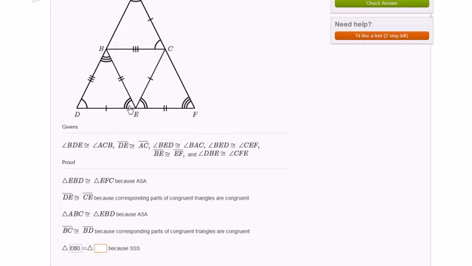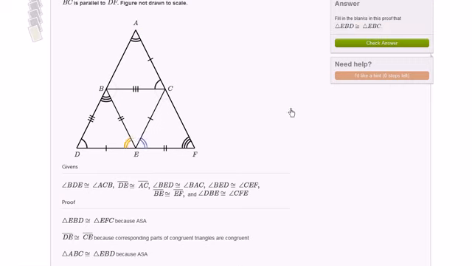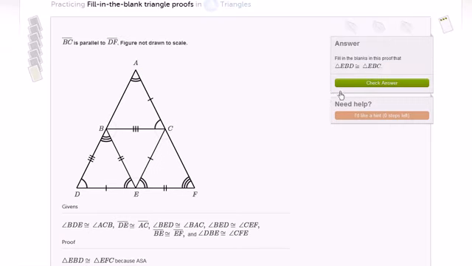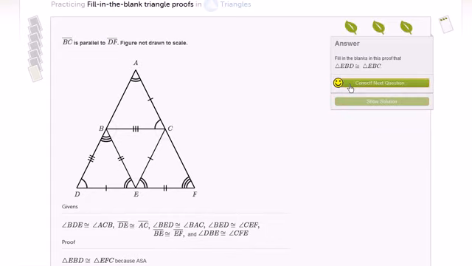So E is the angle opposite the three sides on this triangle, and it's also the side opposite the three sides on that one. And then corresponding to B, B is opposite the single side, and over here B is opposite the single side. So it's going to be EBC. It's congruent to EBC because of side, side, side. And let's check our answer. Drum roll. And it's right. Very good.